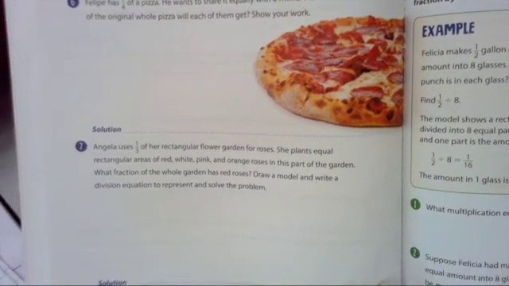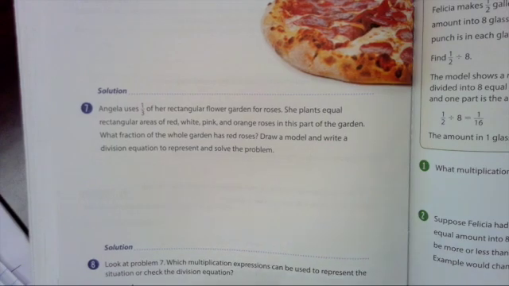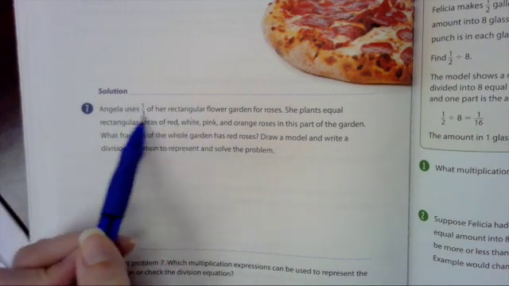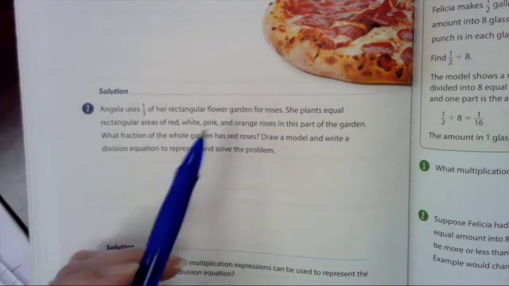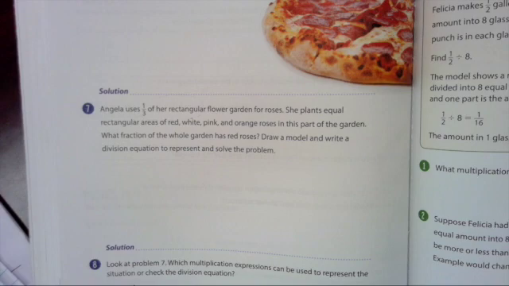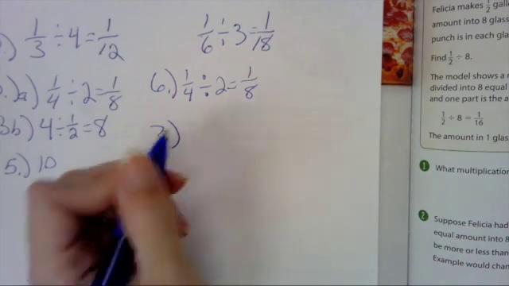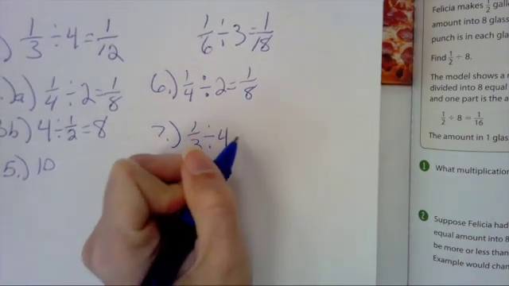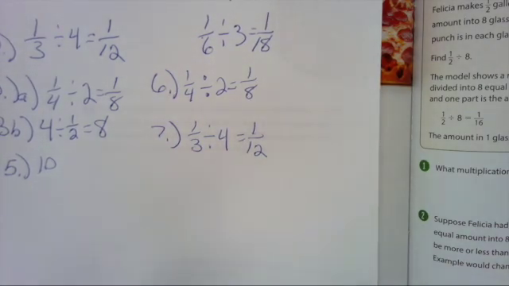Number 7, Angela uses 1/3 of her rectangular flower garden for roses. She plants equal rectangular areas of red, white, pink, and orange roses in this part of her garden. What fraction of the whole garden has red roses? Not worried about the model. So we're going to take the garden she has, 1/3, and we're going to divide it by 1, 2, 3, 4, since she puts 4 different colored roses in it. So number 7 is 1/3 divided by 4, which is 1/12. You start with a fraction, you end with a fraction.